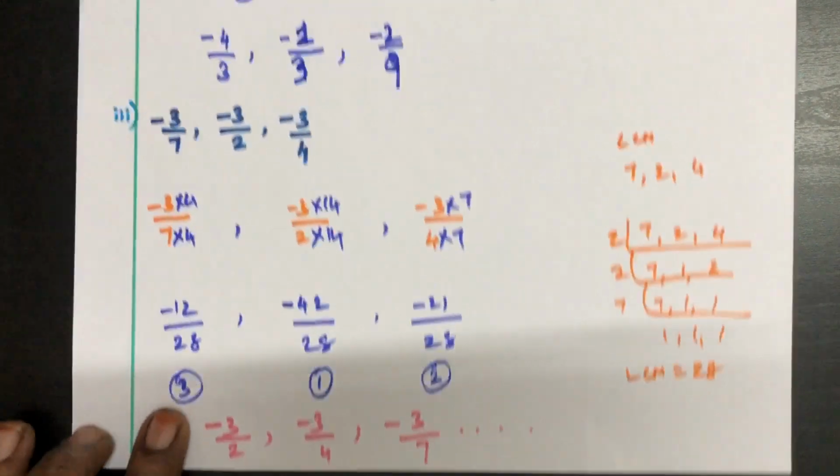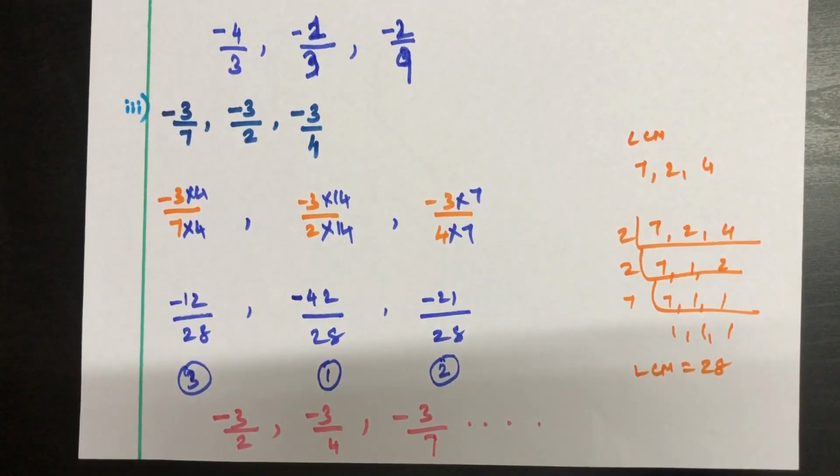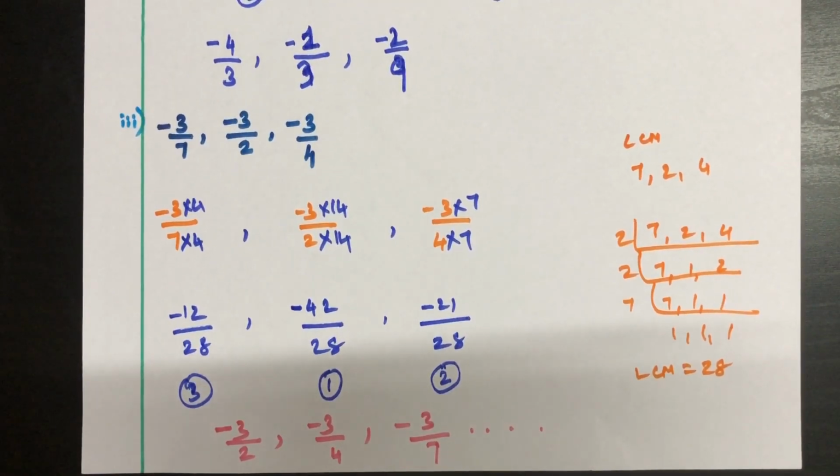This is the way we need to find the ascending order for rational numbers. It's better that you have a clear concept about rational numbers. For that, you can watch our rational numbers introduction video already posted.